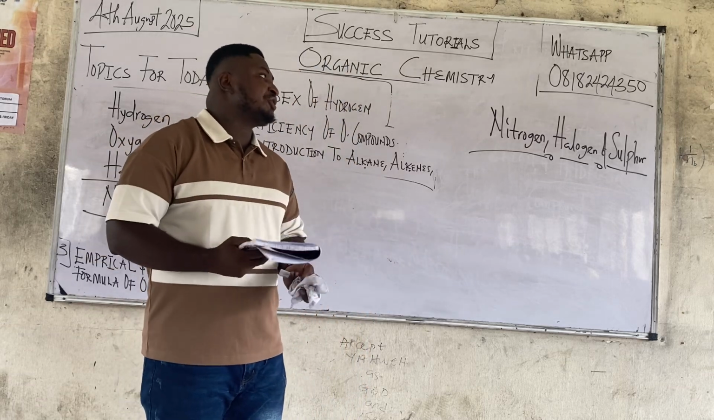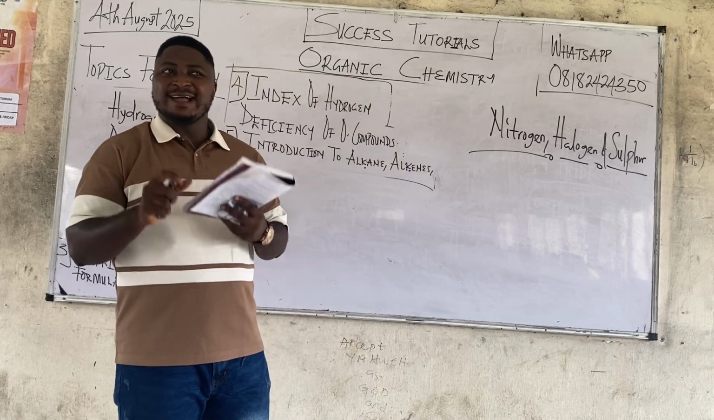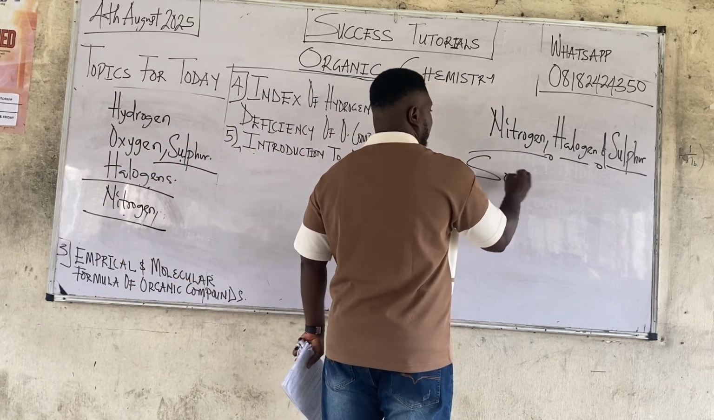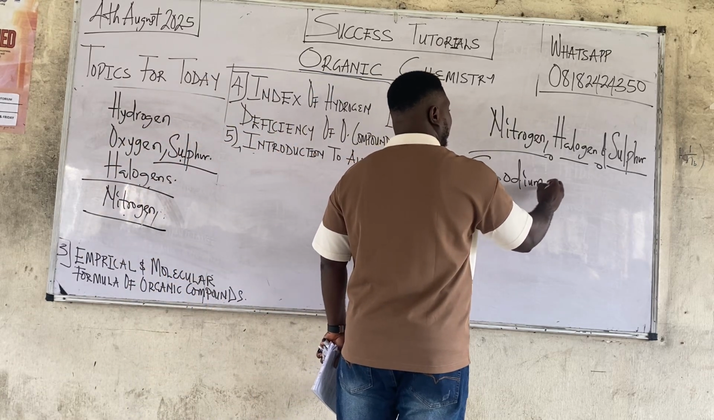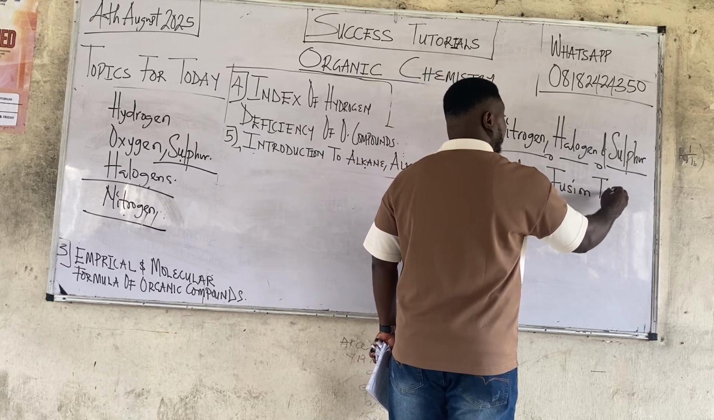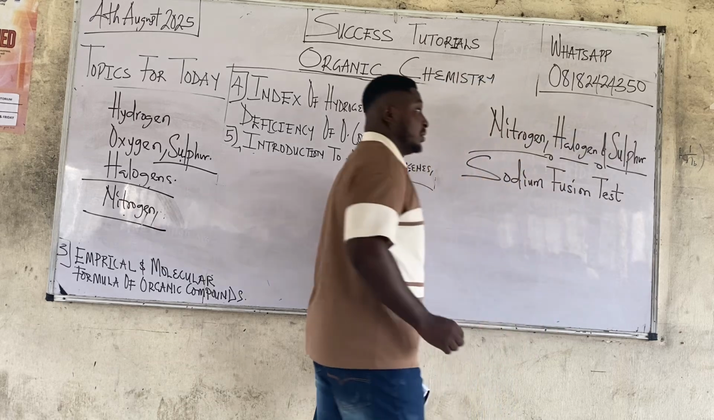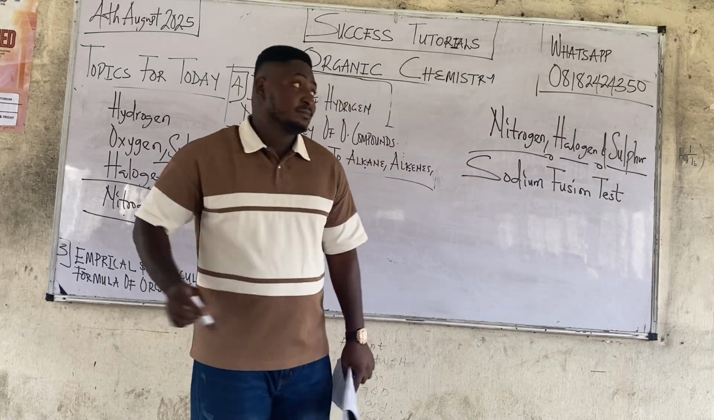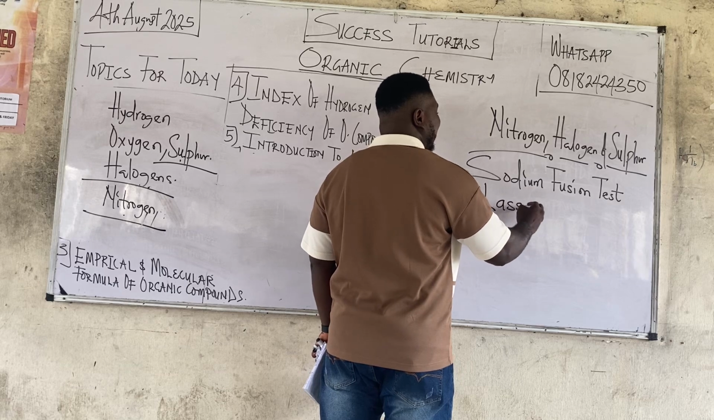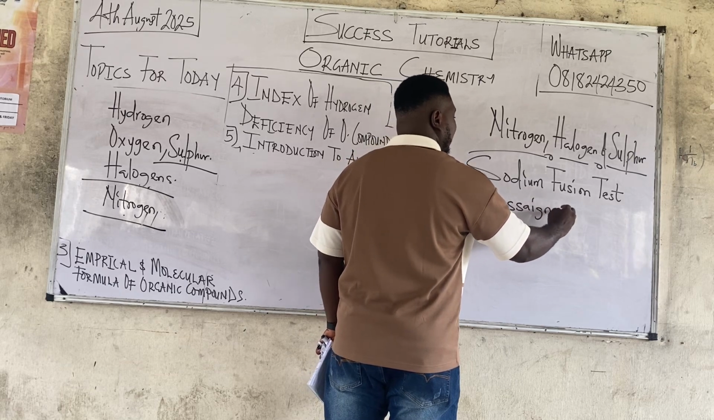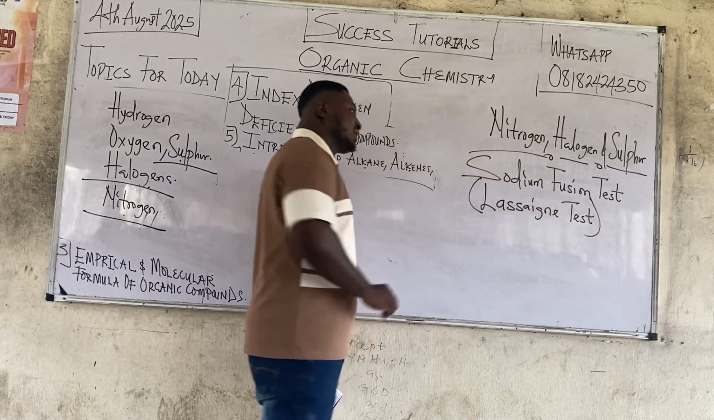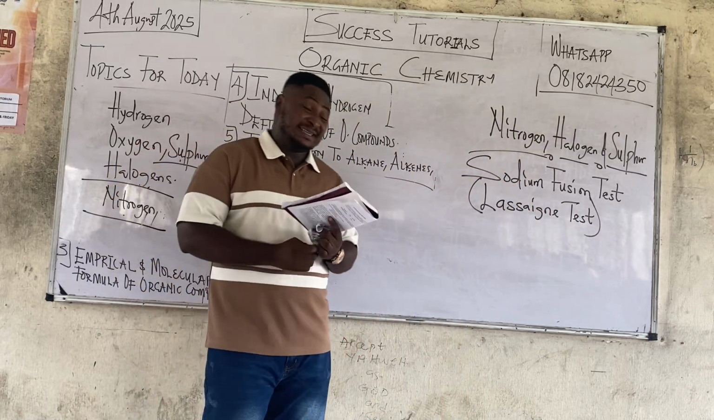Class, to test for nitrogen, halogen, and sulfur, there's a special name for the test. It's called the sodium fusion test. Please do not forget it. It's a popularly asked question. It's also called the Lassaigne test. Another name for the sodium fusion test, please note, is the Lassaigne test.